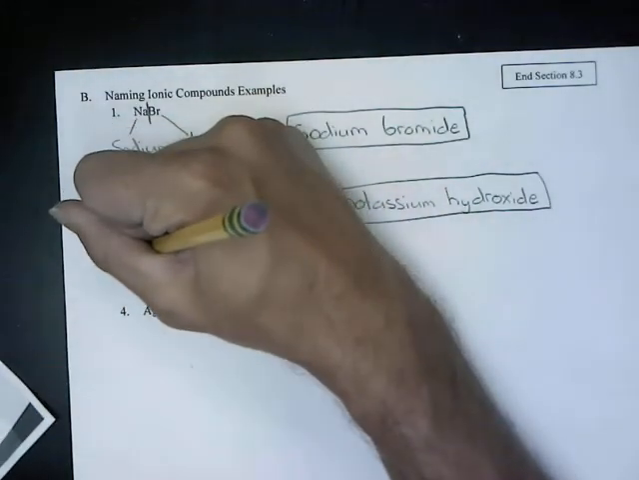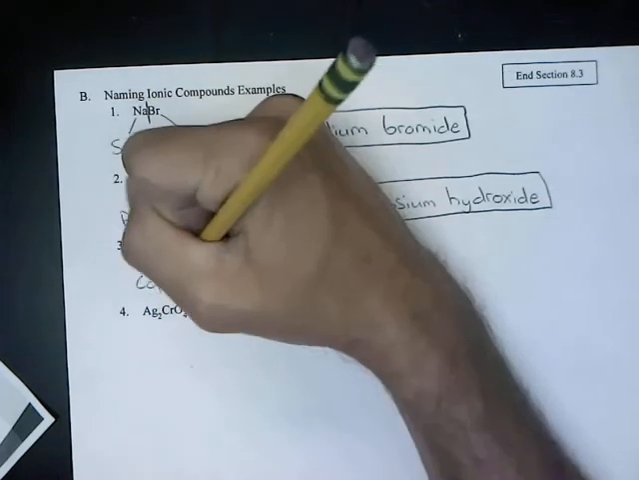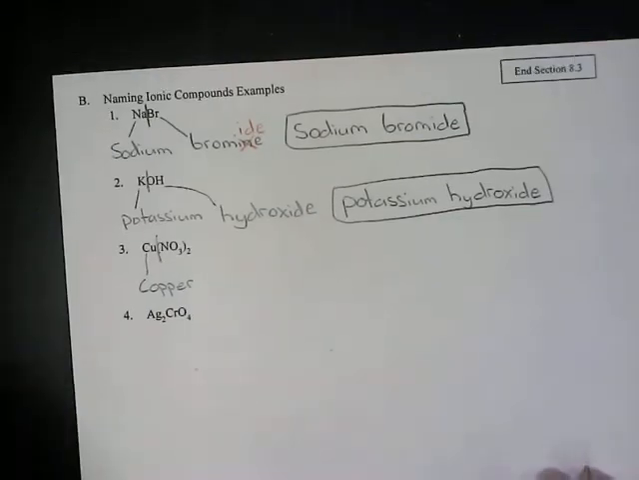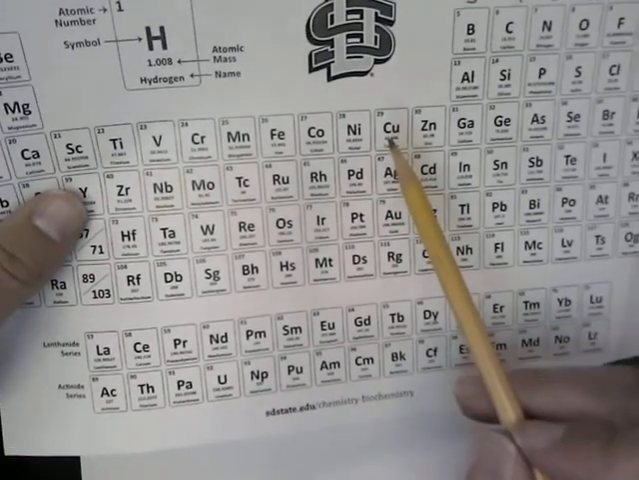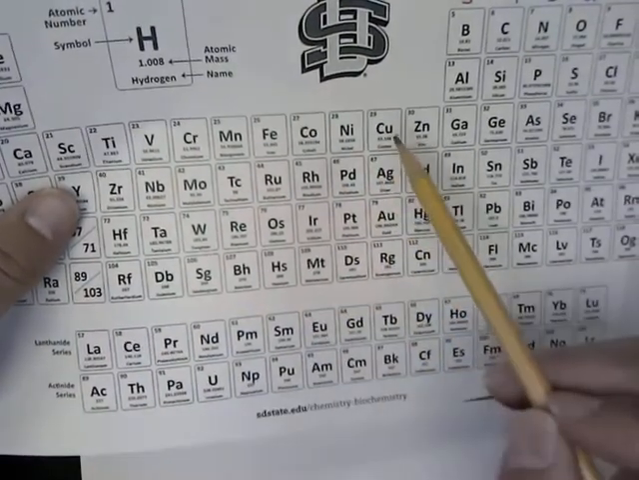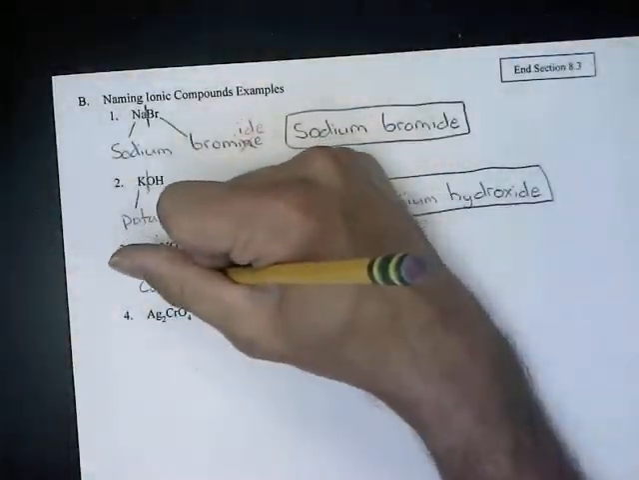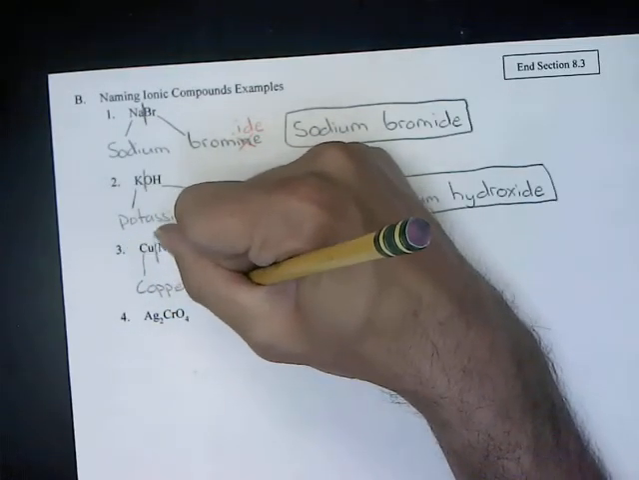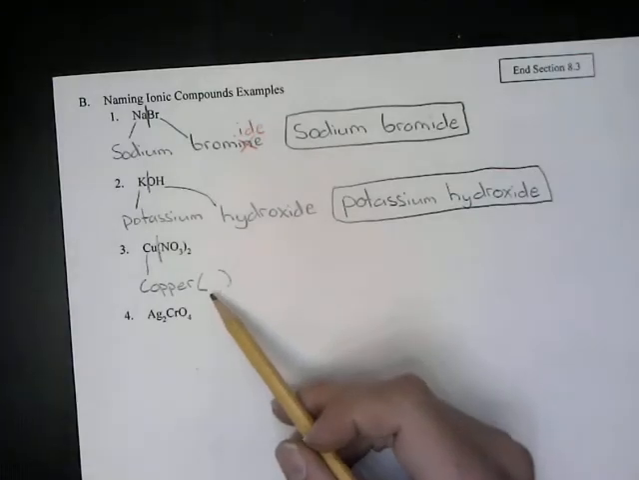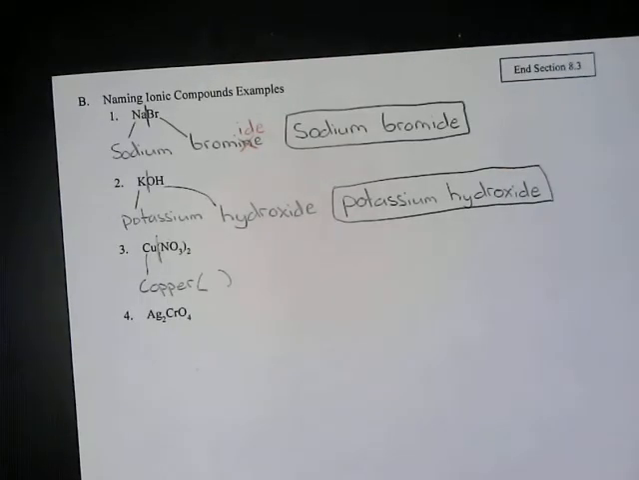I'm going to come back to this momentarily. So I'm going to write down copper. And I ask myself, is it a transition metal? Yeah, it's in that box of 10 transition metals. So what I have to do is put the charge in parentheses. I'm going to leave that blank for right now. And then I'm going to turn to NO3.